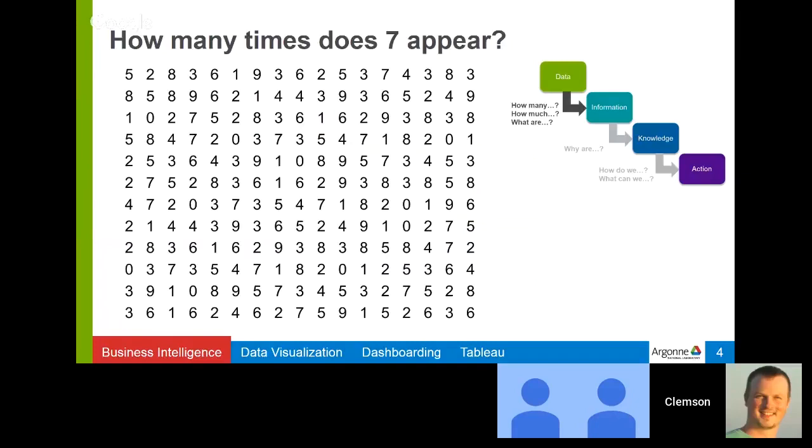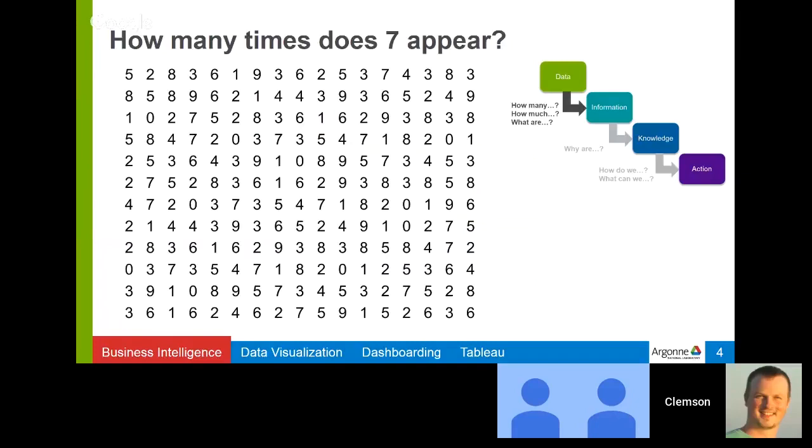Okay, anyone have any idea? 21. 21, 16, 17, okay. Any other guesses? The point is that it takes quite a while when you're dealing with just raw data to figure out these sorts of questions. We asked how many sevens are there, and if you're looking at raw data, that really kind of sucks.